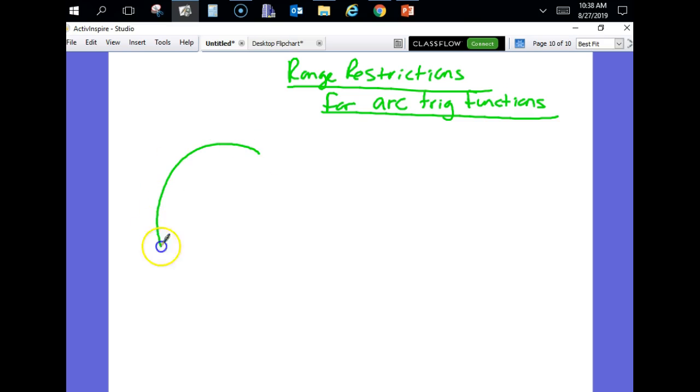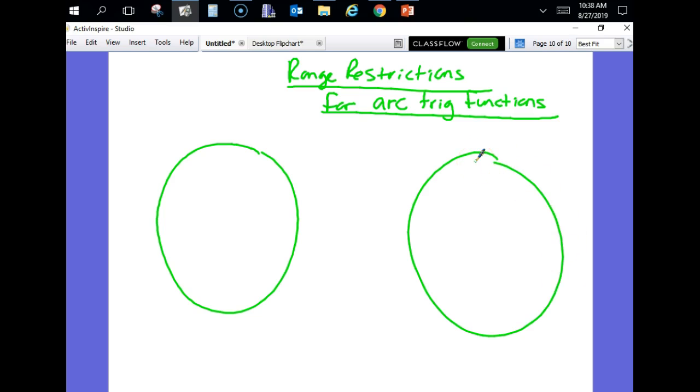All right. Here we go. So, we're going to draw two circles. We're going to put sine, arc sine. We're going to put arc cosecant. And we're going to put arc tangent over here above this circle. And on this circle over here, we're going to put cosine, arc secant, and arc cotangent.